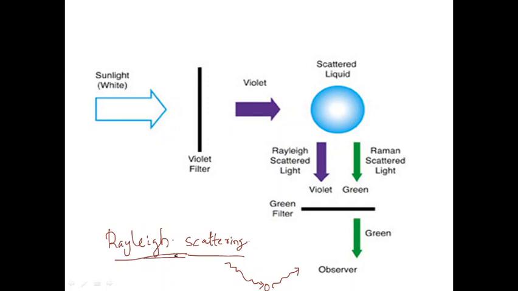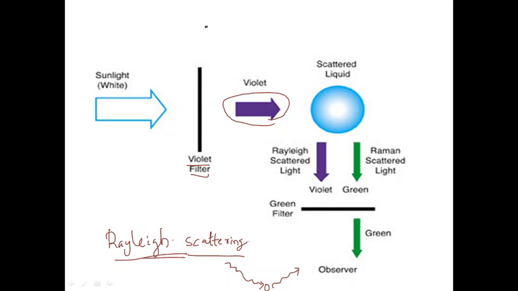But when we come to Raman effect, he prepared an experimental setup. So let us study that setup first. He filtered the sunlight to produce the violet light. So using a violet filter, C.V. Raman was able to produce violet light.